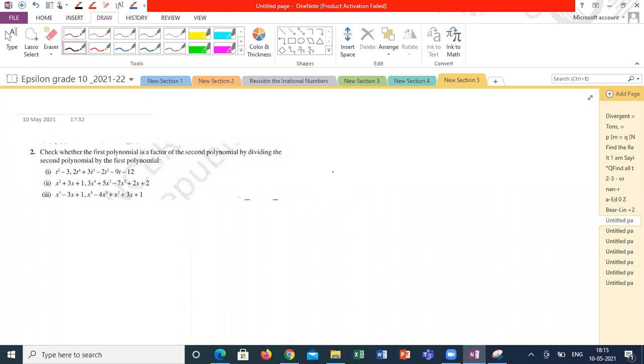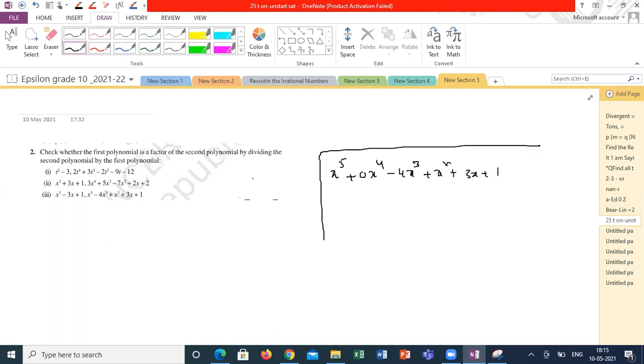Next one, power 5 equation: x power 5 plus 0x power 4 minus 4x cube plus x square plus 3x plus 1, divided by x cube plus 0x square minus 3x plus 1. Solve this one and let me know what is the quotient and remainder.